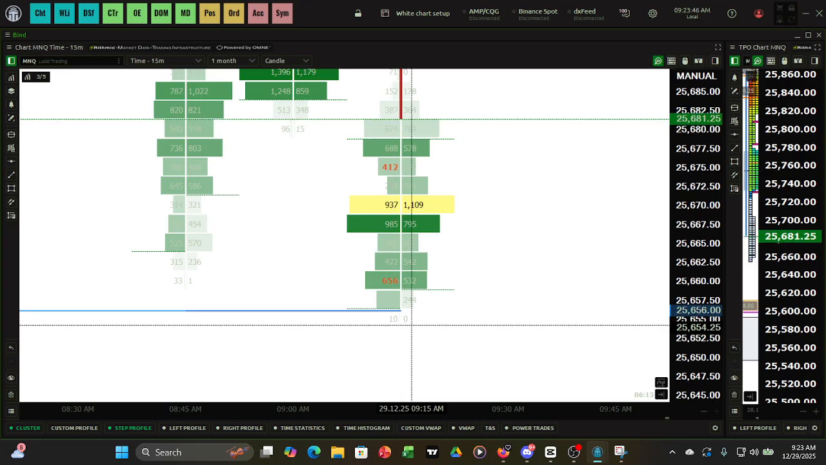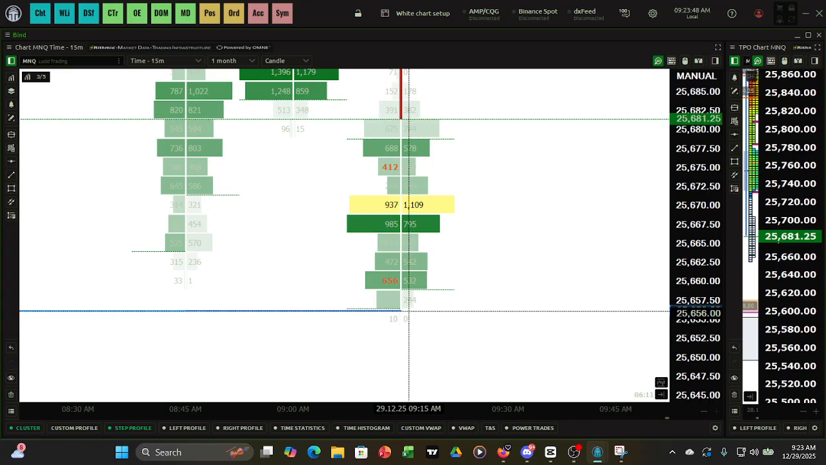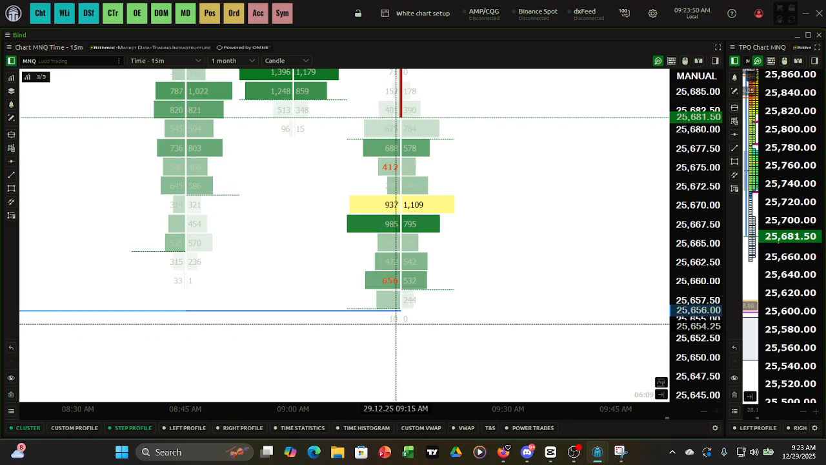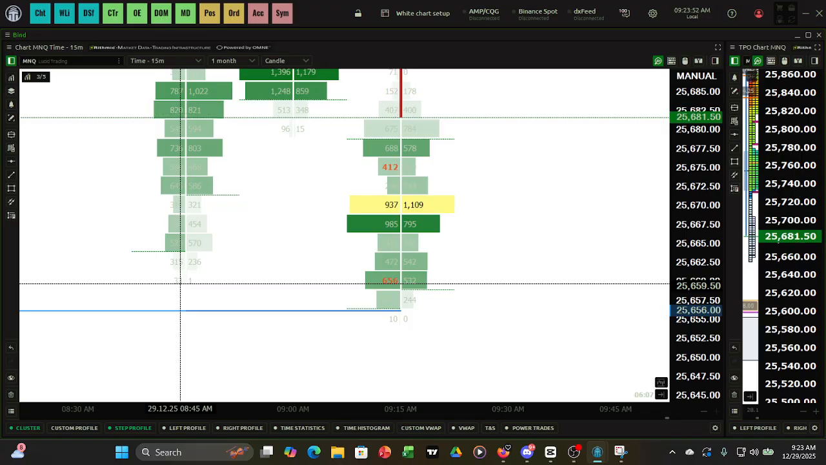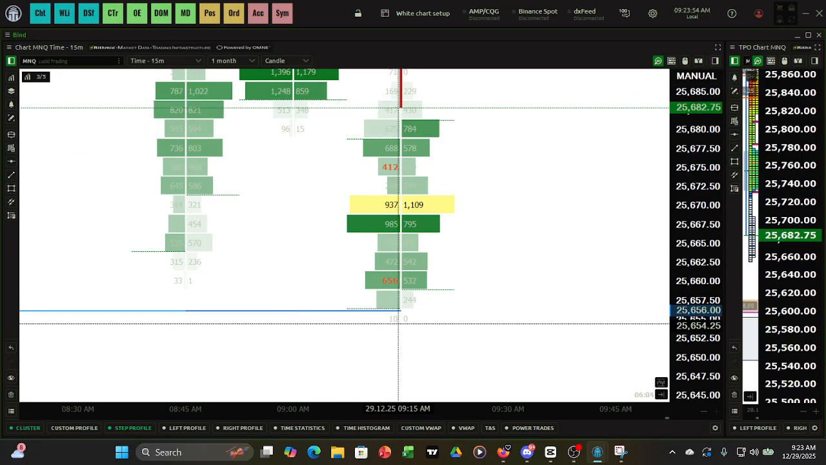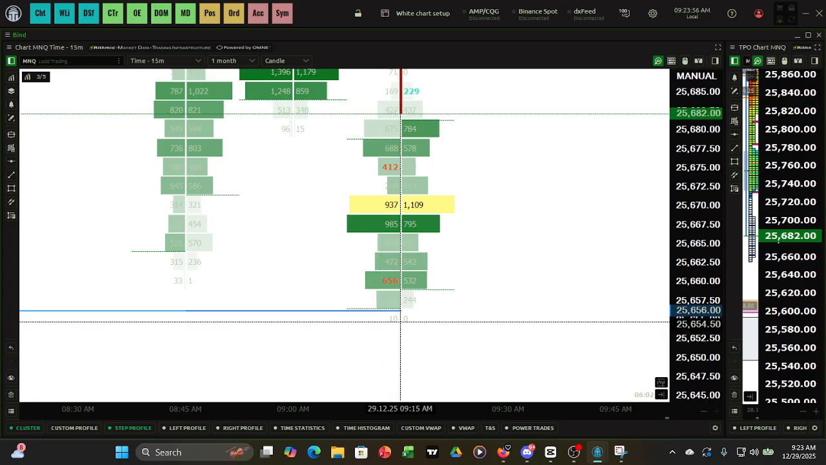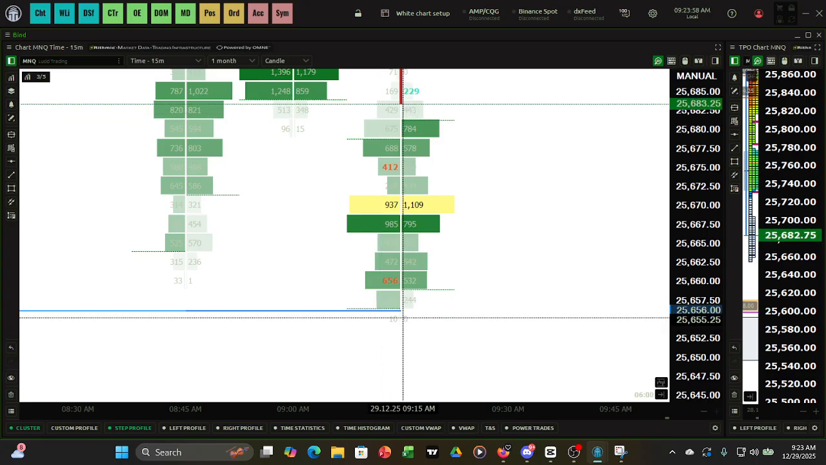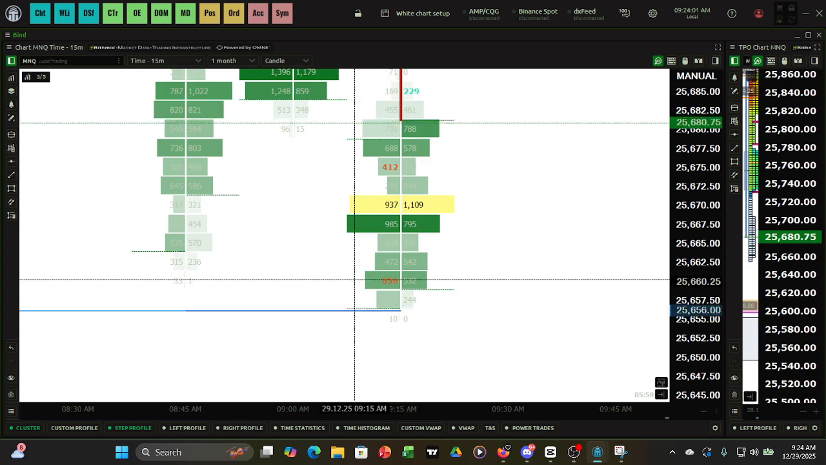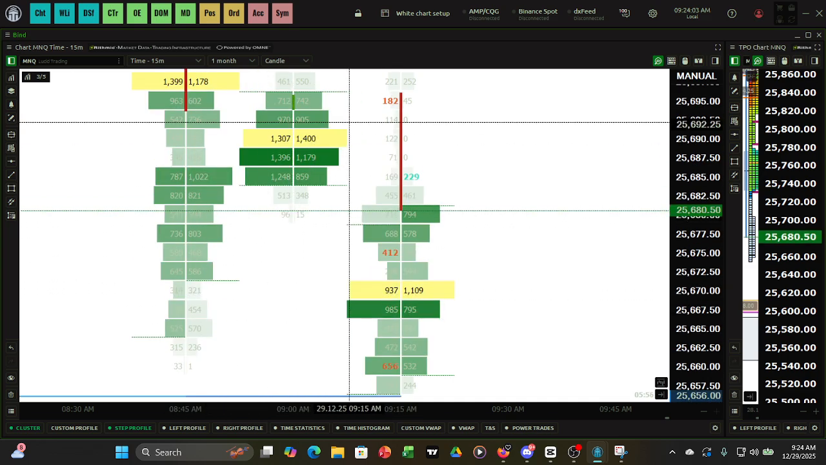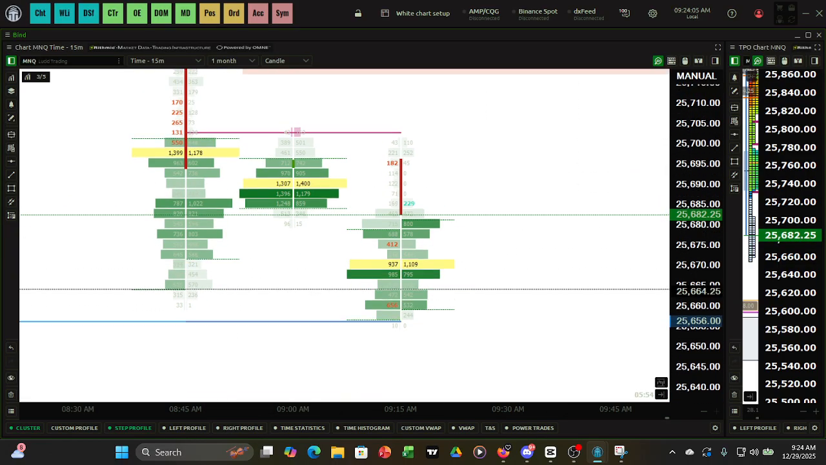So 10-0. What this tells me, this is a completed auction. This is as far as this candle wanted to go down. 33.1, 96.15. If there's not a zero on part of this, it's not a complete auction. So this is a complete auction as of this moment. These weren't, which is why price came back down to it.